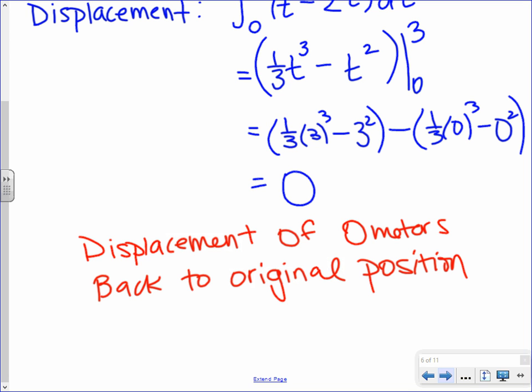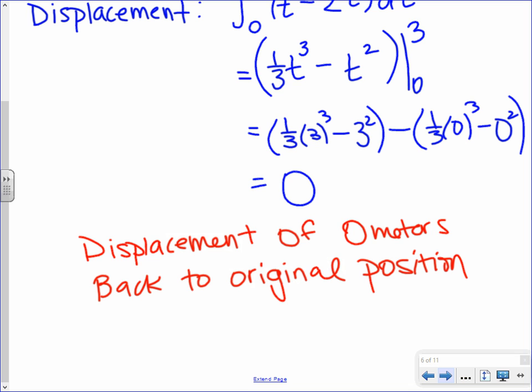Okay, now let's talk about my scenario again. See if I can remember it. If I'm right here and I walk 3 steps to the right, and then I walk 4 steps to the left, and then I walk 1 step to the right. What was my displacement? 0. How far did I walk? I walked 8 steps, didn't I?